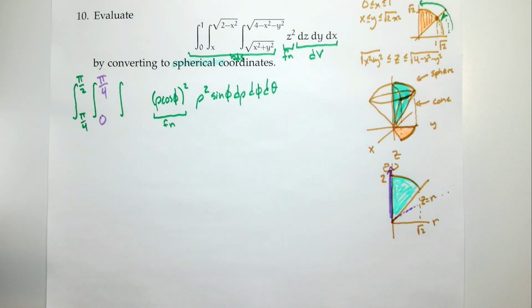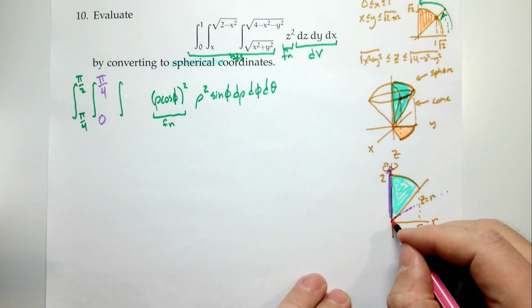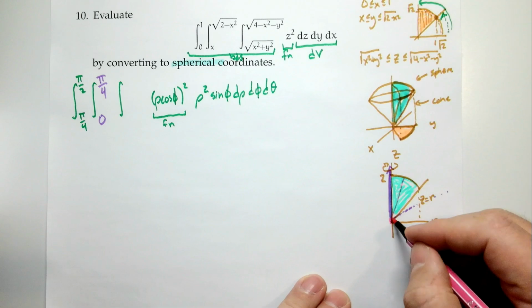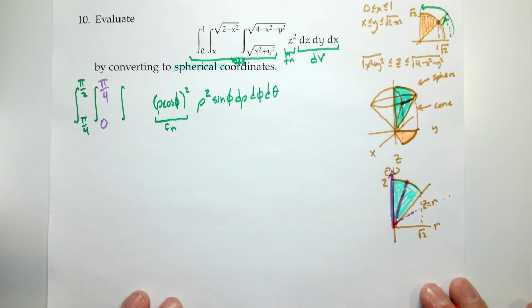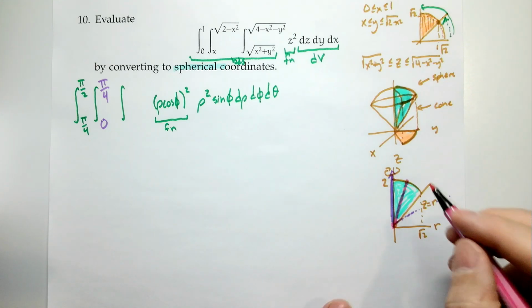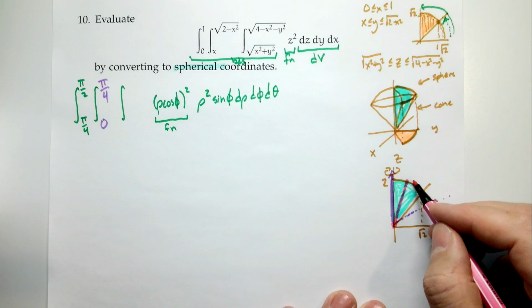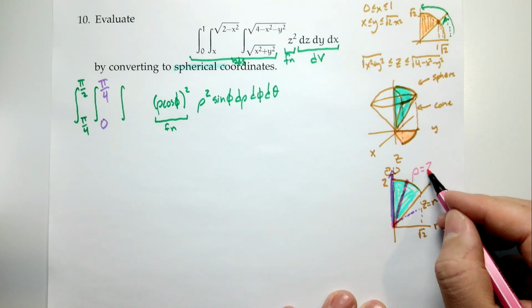Now, the last part, rho. Well, how does rho work? Come from your center out till you hit your shape. Well, what's this? That's our sphere. Now, it's a sphere of radius 2, which is rho equals 2.